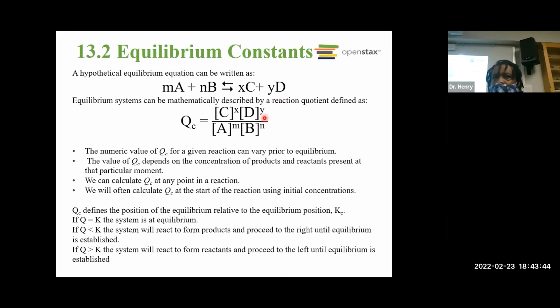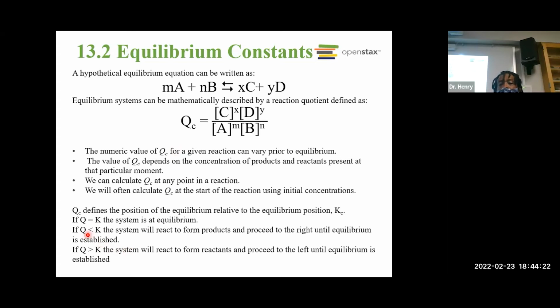As soon as we start getting products formed, that's going to be another time point. And so we can look at it at various time points, and by doing so, it can help us find the position relative to equilibrium. Okay. So if Q is equal to K, K being the equilibrium constant, then we're at equilibrium. Q is going to equal the equilibrium constant, or K, at equilibrium.